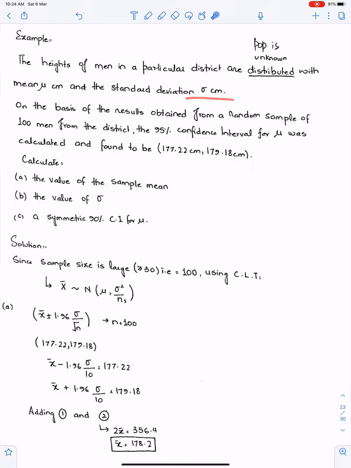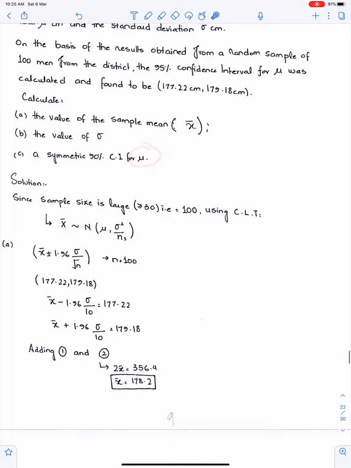Standard deviation is sigma. On the basis of the results obtained from a random sample of 100 men, this is the sample size from the district, the 95% confidence interval for mu was calculated and found to be this. Now calculate the value of the sample mean. The confidence interval is given. We need x bar, number 1. Number 2, we need sigma. And number 3, we have to construct the 90% confidence interval for mu.